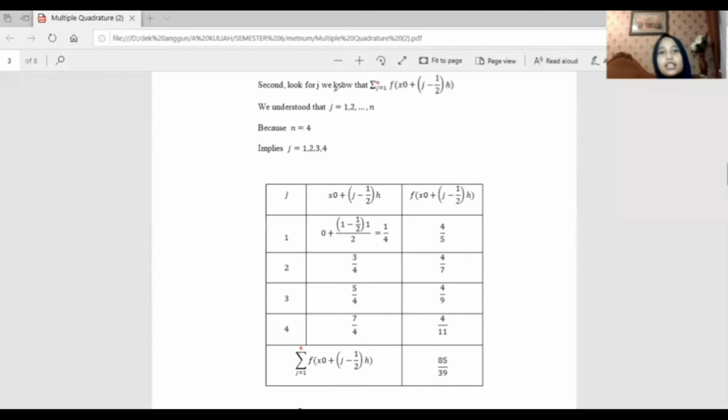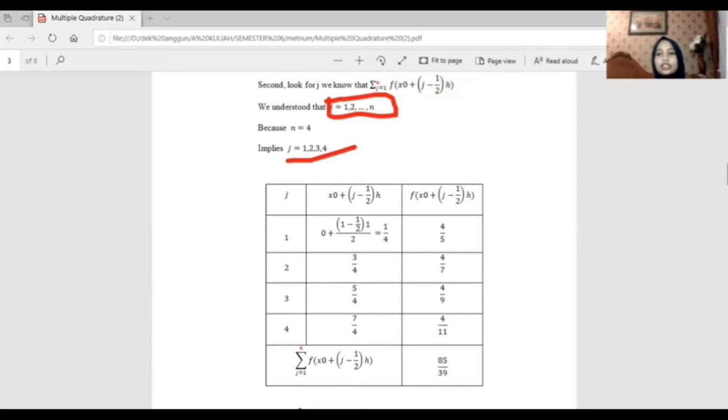Second, look for j. We know that it is the sigma, j equal 1 to n, of the function of x0 plus j minus 1 over 2 times h. We understood that in the sigma, j is 1, 2 until n. Because in the first step, we know that n equals 4, which implies that the values of j are 1, 2, 3, and 4. You can look at this table.